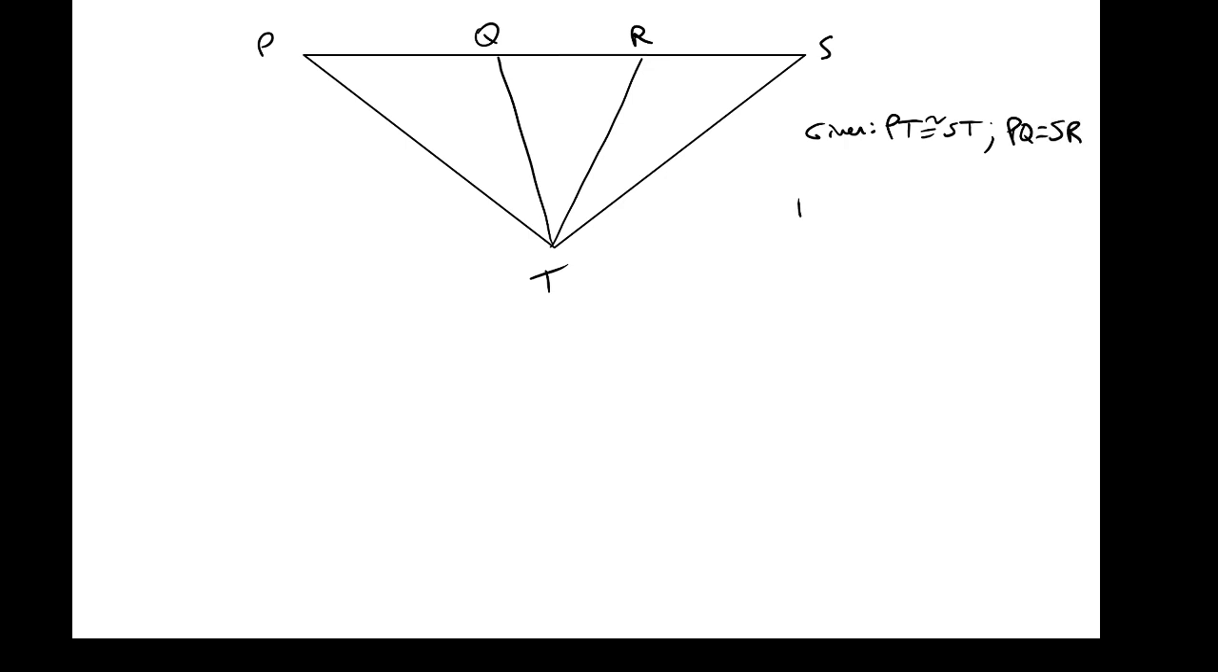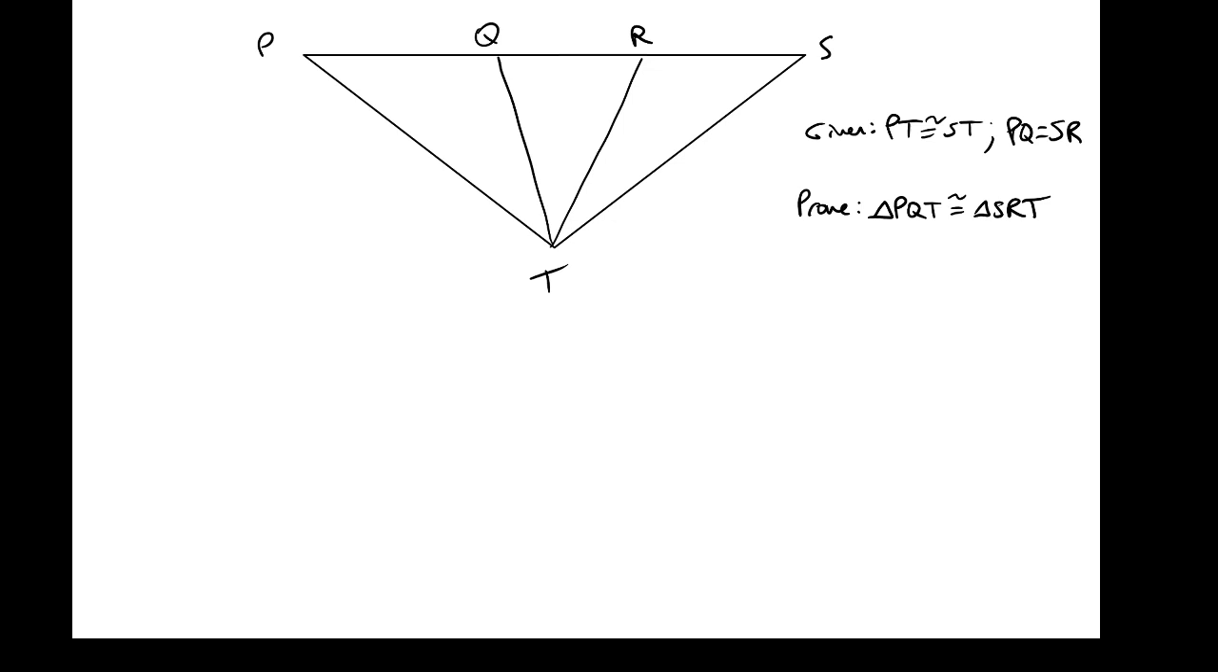Okay, so here's our triangle, which is P, Q, R, S, and T. So what we're given here is that PT is congruent to ST. Moreover, that PQ is congruent to SR. And what we are going to prove is that we have triangle PQT, and it is going to be congruent to triangle SRT. Okay? So it's going to be a little bit more challenging than what we've dealt with before.